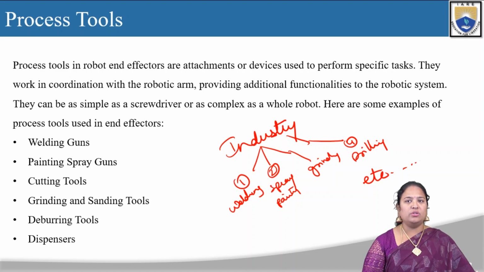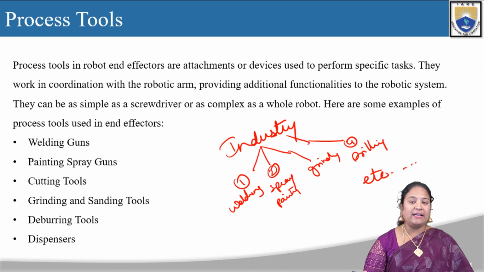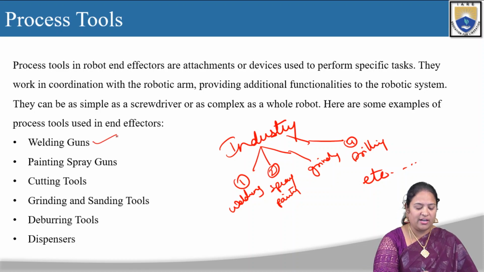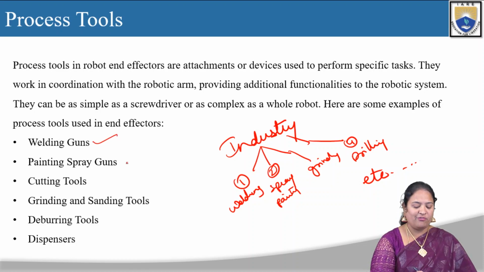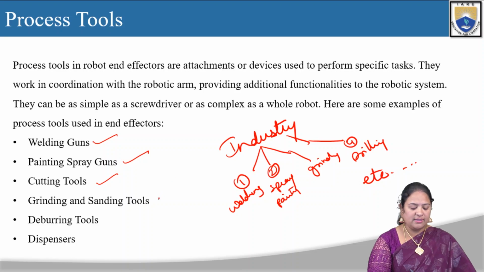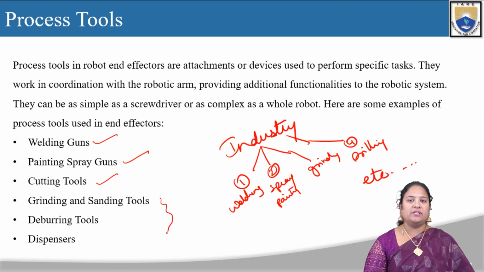That is, a process tool in a robot end effector acts as an attachment. It is an attachment which is placed on the end effector. That is, the process tool in the robot's end effector acts as an attachment or a device which is used to perform some certain specific task. Here, for welding, we are placing the welding tool. For spray painting, we are placing the spray painting gun tool. For cutting, we will be placing another tool. In that form, we will be placing all these particular attachments to the end effectors.